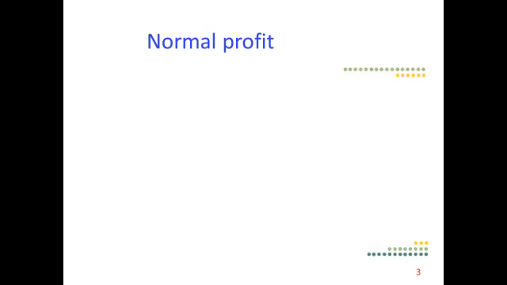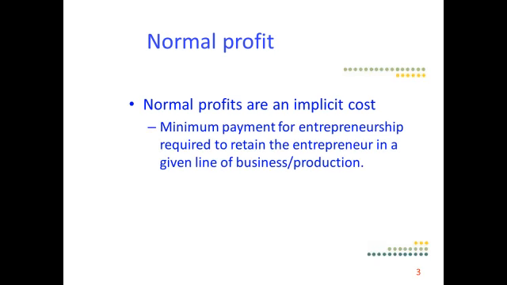Now, one thing that's important for us to realize is that one of the implicit costs is what we call normal profits. And this is an implied return to the entrepreneur. It's the minimum payment that the entrepreneur has to gain to retain him in the present line of business.